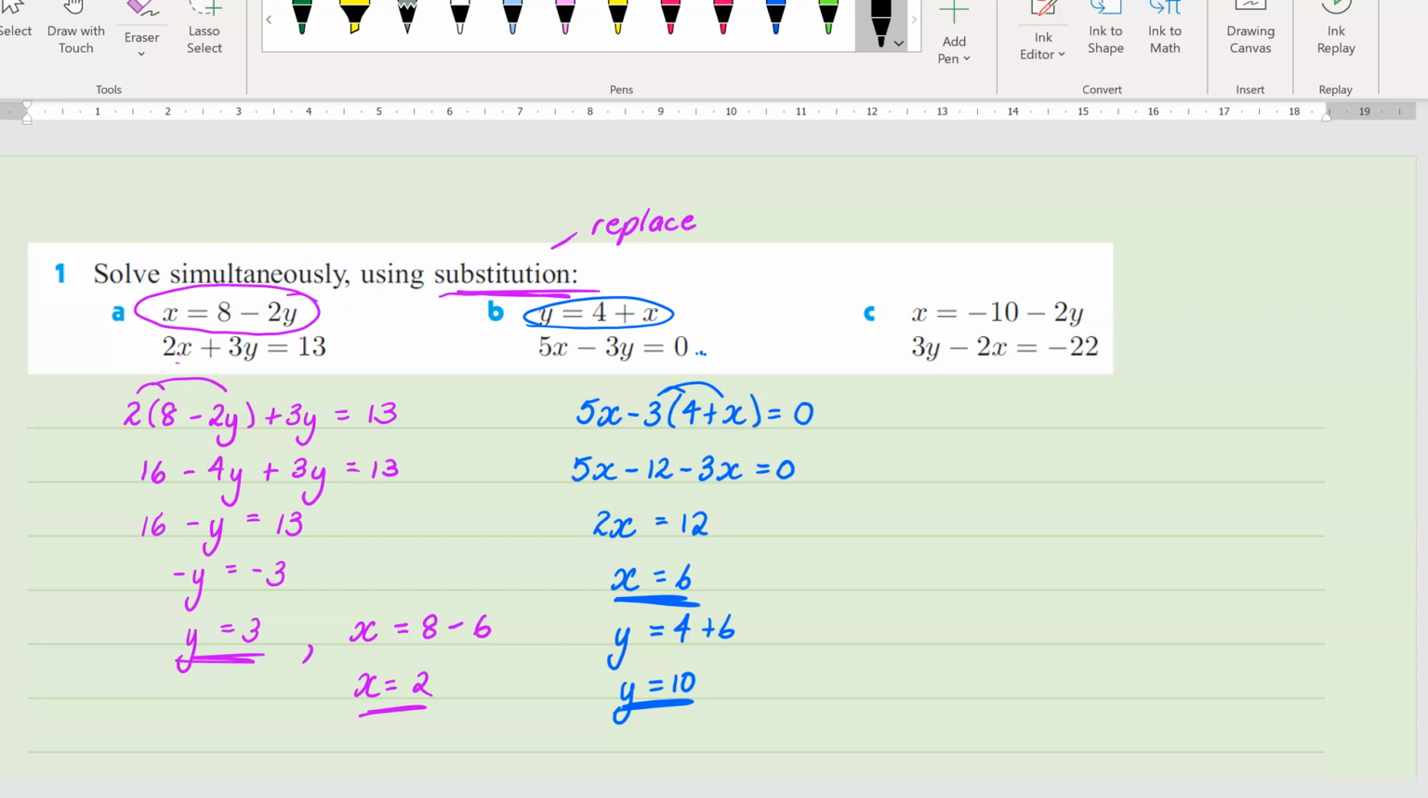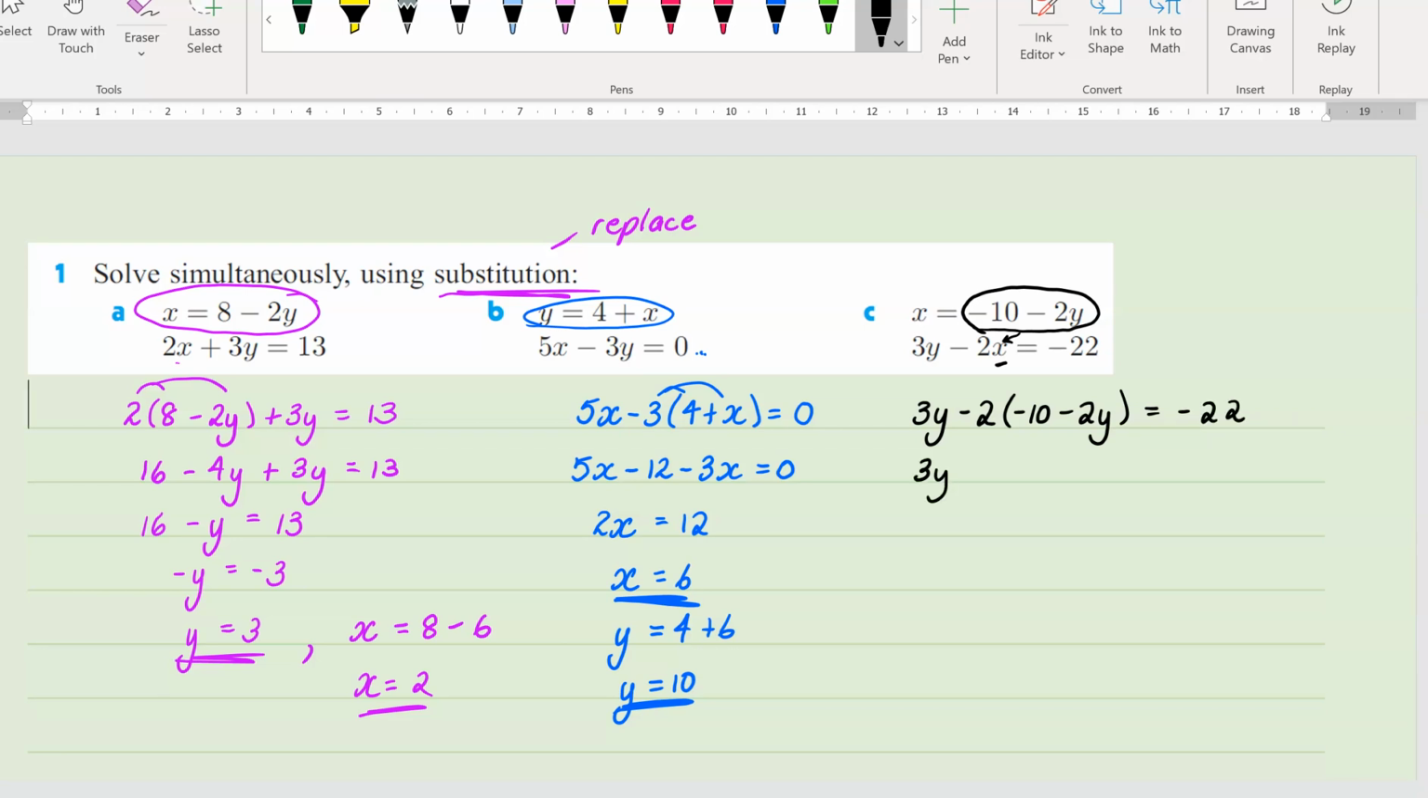Keep going. Let's have a look at number C, or letter C. In this case, I've got x equals, so wherever x appears in the second equation, I'm going to replace it with 10 take 2y. So we go 3y minus 2 times x, but what are we replacing x with? 10 take 2y. Carry on back to that equation, equals minus 22.